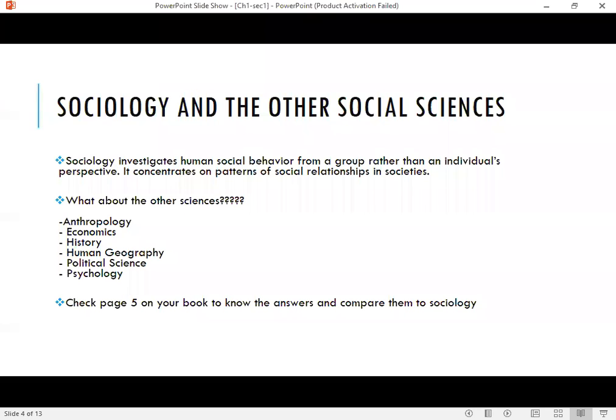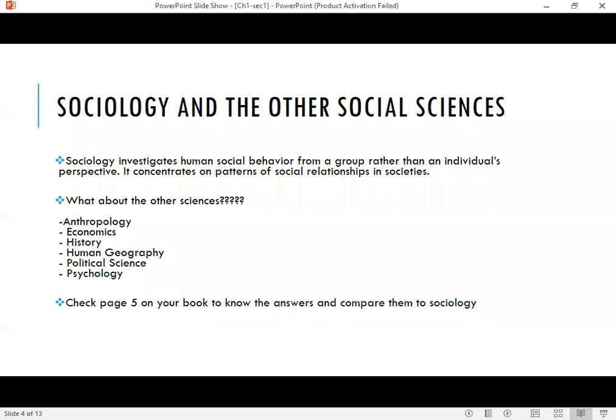As we defined, sociology investigates human social behavior and differentiates it from other social sciences. In your book, on the page itself, you will find a big table with the definition of each science, comparing it with sociology. Sociology is the main part, and we're comparing it to the other sciences: anthropology, economics, history, human geography, political science, and psychology.